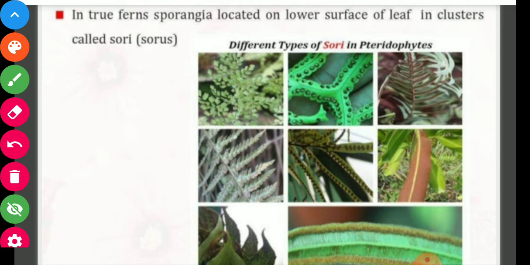In true ferns, sporangia are located on the lower surface of the leaf in clusters, which are called sori. So see here, many sporangia you can see on the ventral side of the leaf.